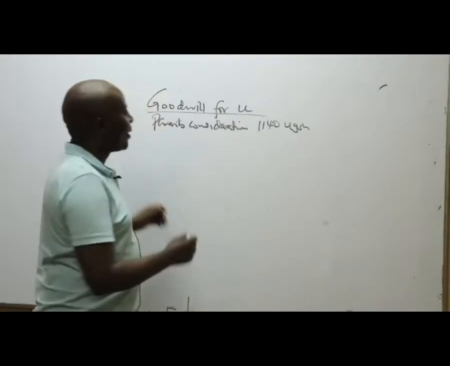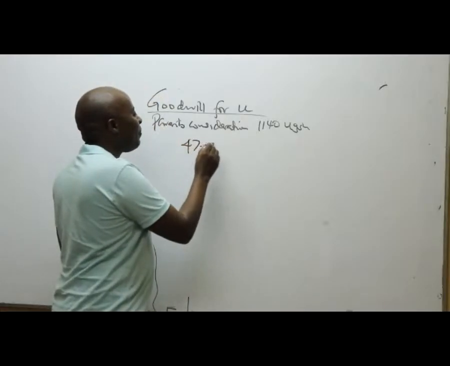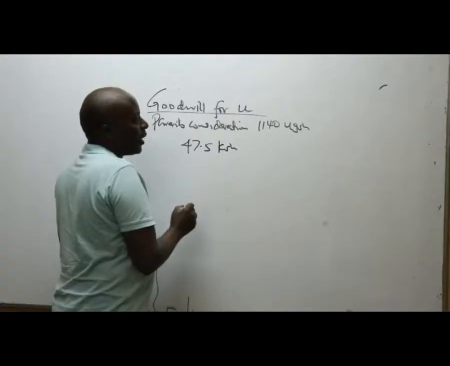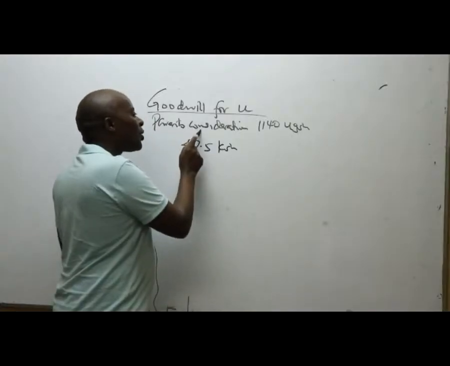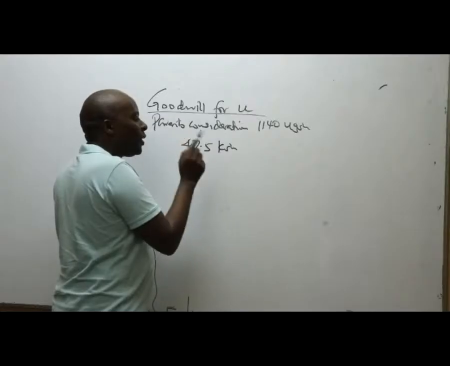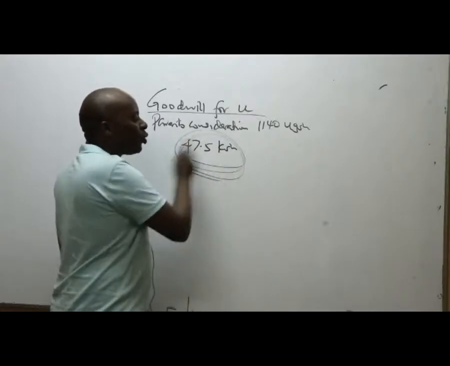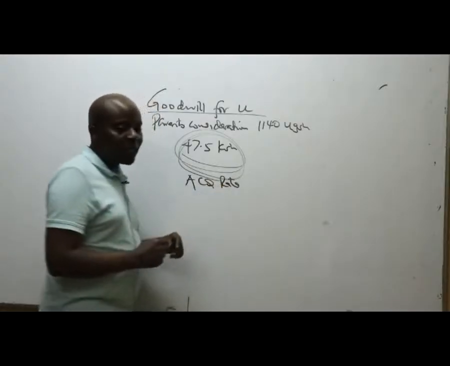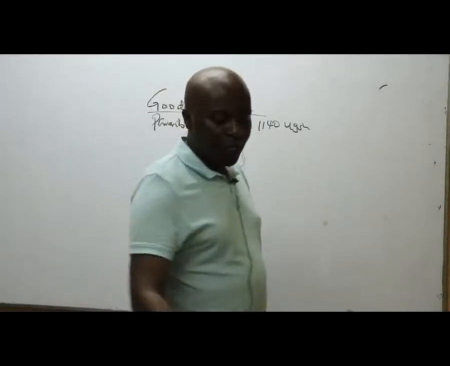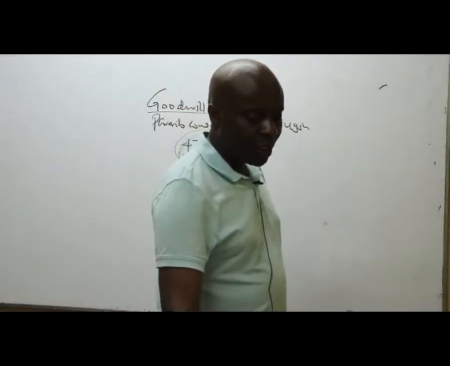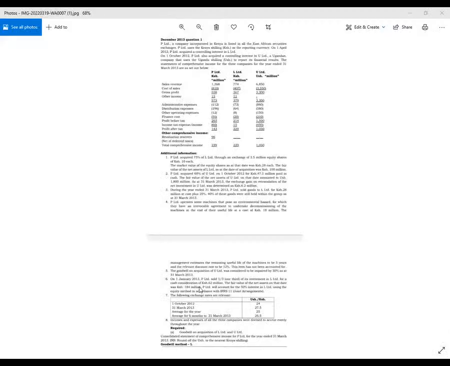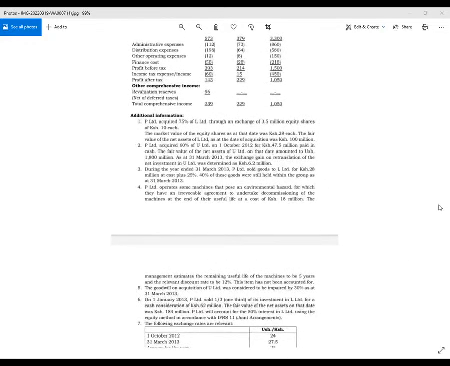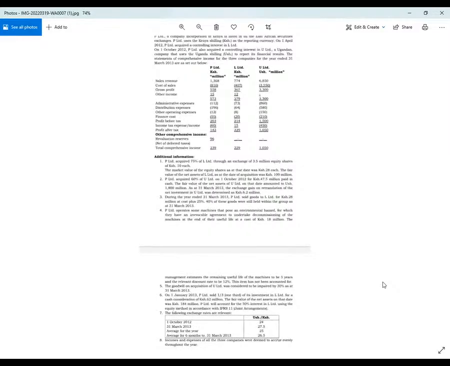Yes, ladies and gentlemen, remember, in this case here, they paid 47.5 million Kenya shillings. And if you recall, this consideration was paid at the date of acquisition. So to translate these Kenya shillings to Uganda shillings, I will need the acquisition exchange rate, which this examiner has told us. I can see it here, ladies and gentlemen.